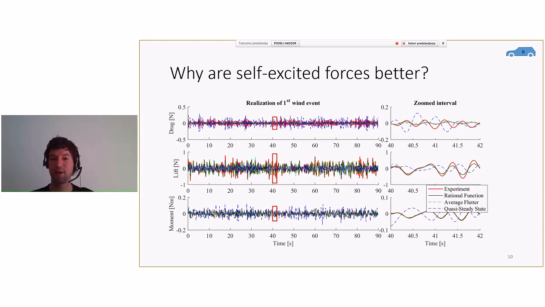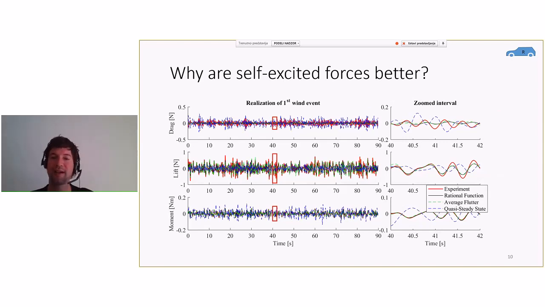And you see here in the red color, you see the experimental results, and then you see in black color the rational functions, and the green average, and quasi-steady static is the model we are comparing here. And on the right hand side, you see the zoomed interval that zooms a little bit in, because it's a lot of things happening there. And you see that the red color is our reference. And for both moment and lift forces, the rational functions are following it quite well. They're not exactly following it, because it's a tough test, but they're following it quite well.